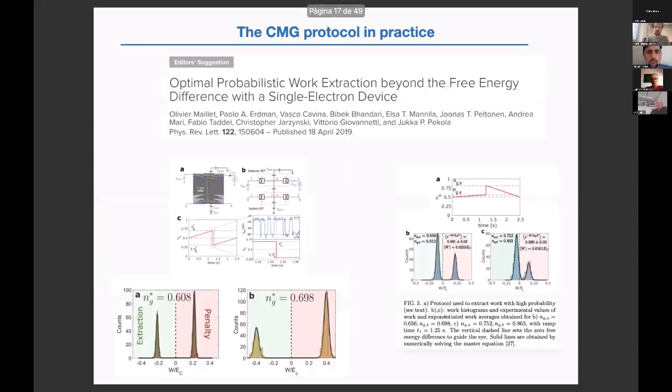And this is very well observed in this nice experiment that they did in the group of Jukka Pekola a few years ago. This is a driven single electron device, and you can see this kind of structure where there are two slow isotherms separated by a quench, and the work distribution has the desired form. So you have a peak that is a penalty and a peak that is a desired work extraction. But of course, you don't have perfect delta distributions, but instead you have distributions with finite width. And this is because you are doing this experiment in finite time.